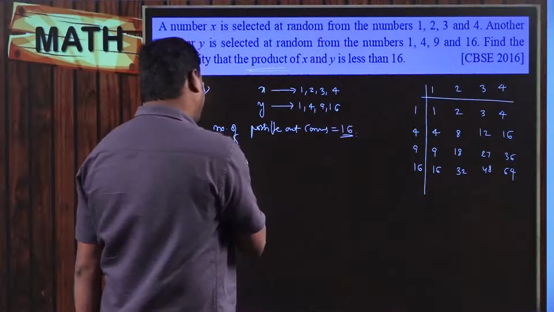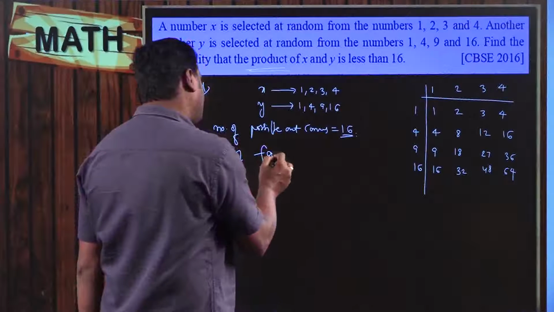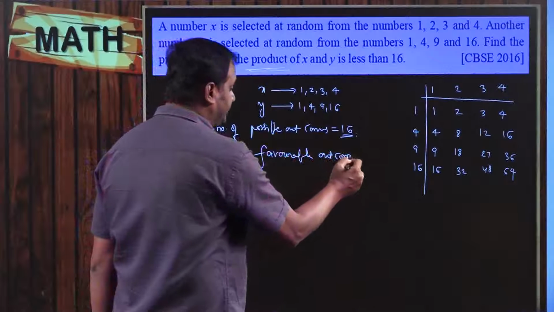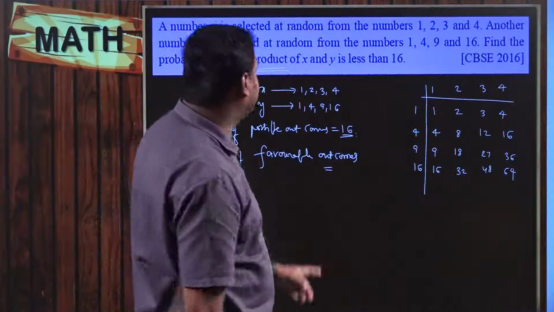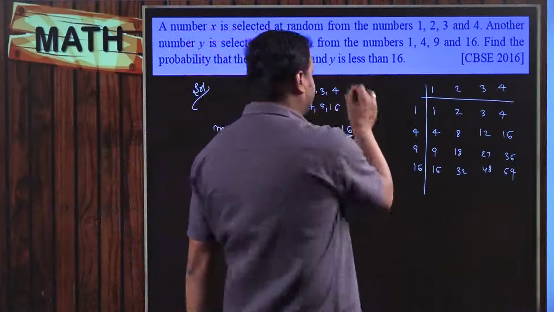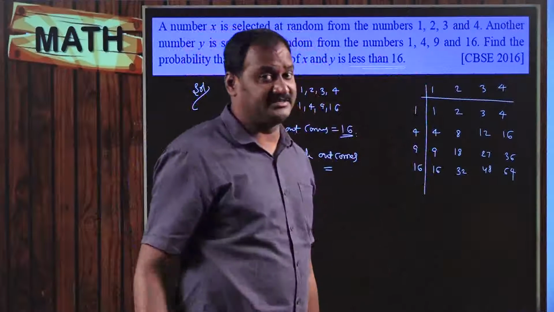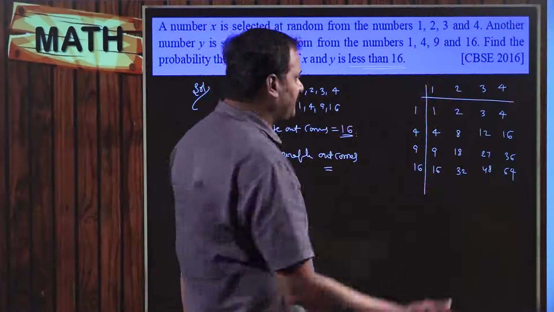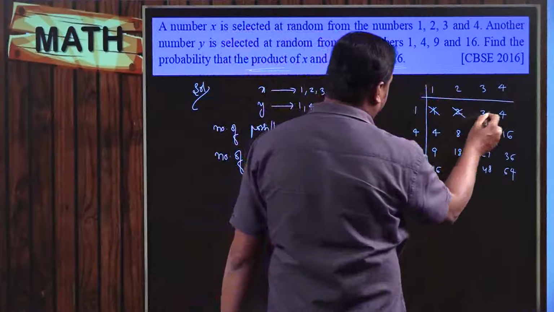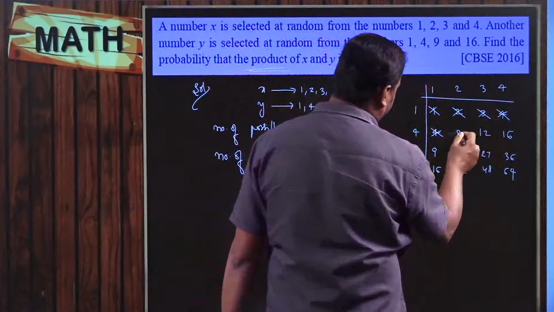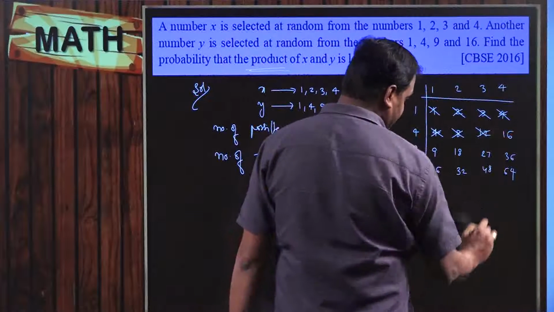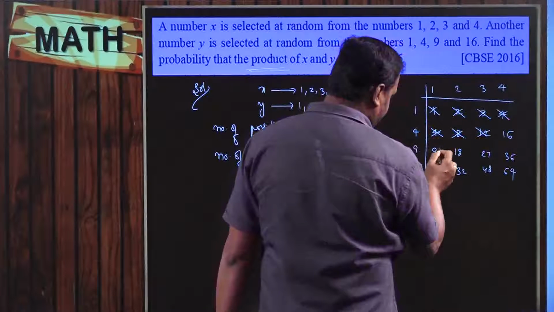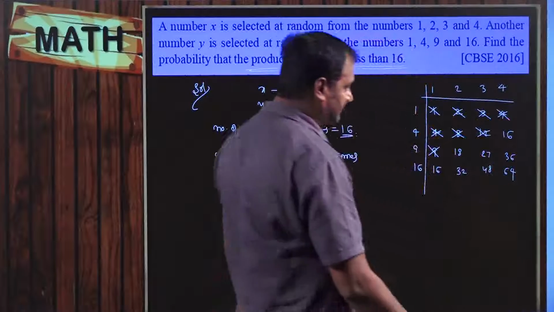So what about the number of favorable outcomes? Number of favorable outcomes according to the given condition is product is less than 16. Product is less than 16 means 16 will not be included. Less than 16. See, identify the numbers which are less than 16. See here, first number, second number, third number, fourth number, fifth number, sixth number, seventh number. You should not consider this. Okay. So there are totally 1, 2, 3, 4, 5, 6, 7, 8. There is no other product which is less than 16.